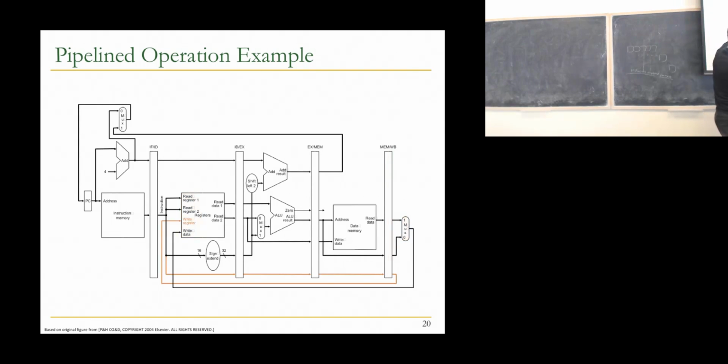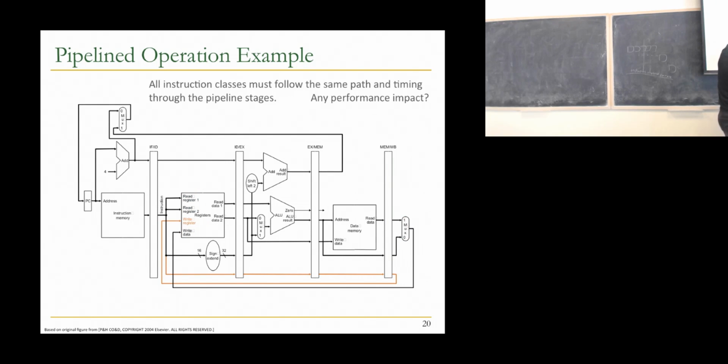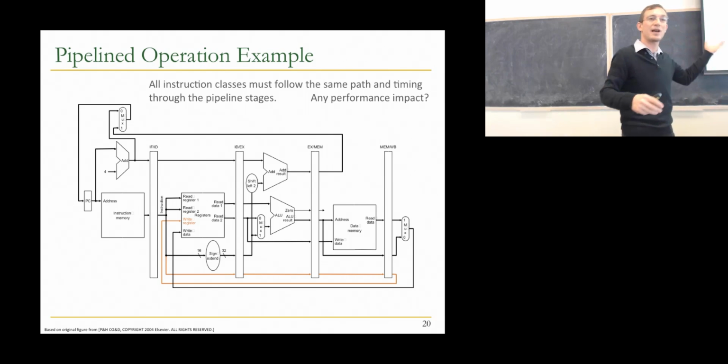But one thing, all instruction classes actually must follow the same path and timing through the pipeline stages, which means that, for example, there may be some instruction that does not need data memory access, right? But you design your pipeline this way such that every instruction goes through this data memory access stage. Even though they do not need it, they need to go through that stage, except nothing happens for that instruction in that stage. You just propagate everything to the next stage. So that does have performance impact, obviously. That instruction now takes five cycles, five stages, whereas it could have taken four stages. Make sense? And that leads you to lose throughput also.